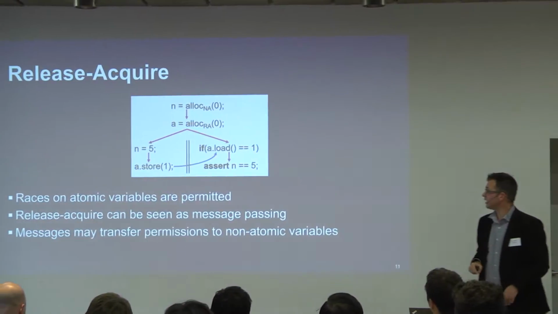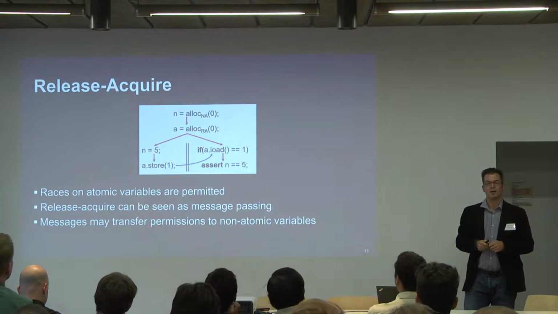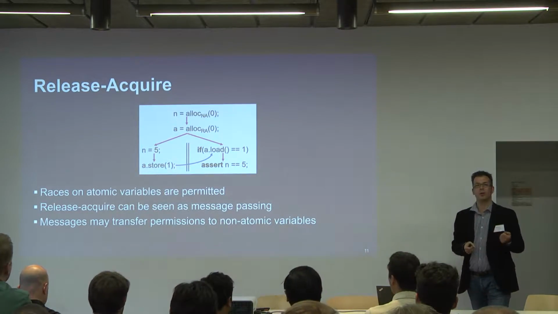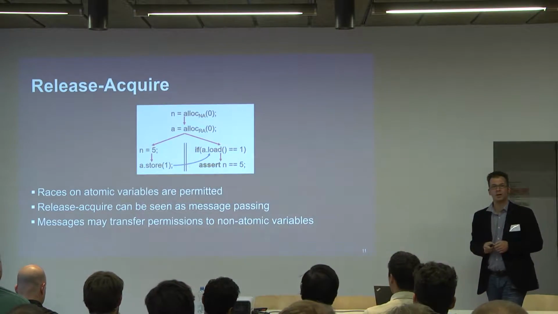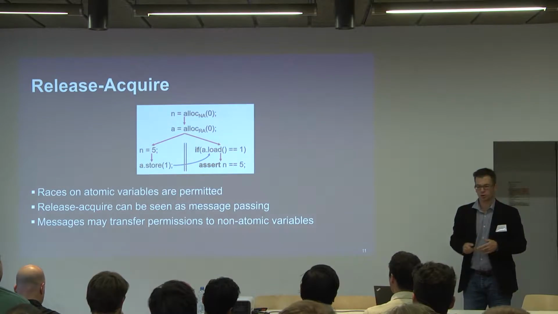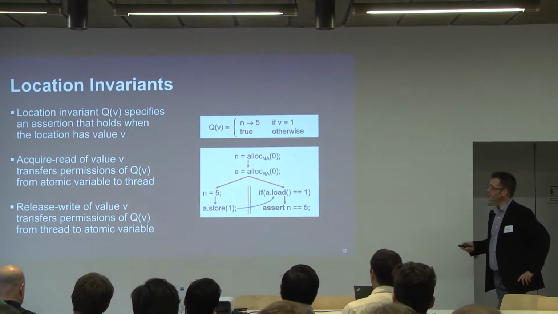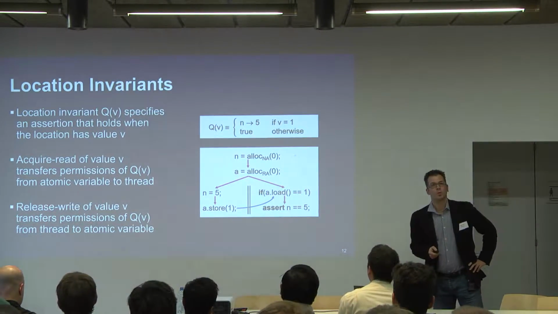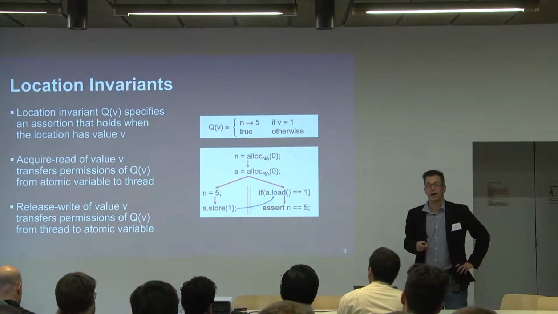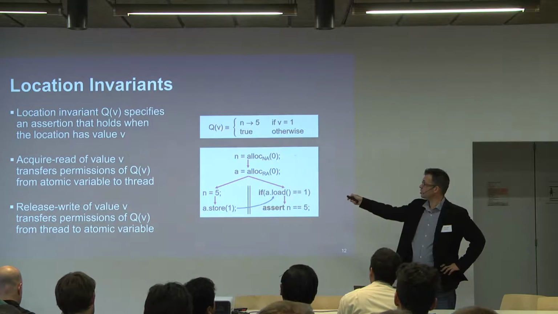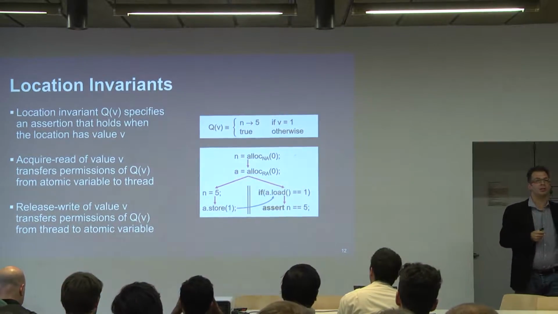So basically, the idea is that you can see these release-acquire operations like message passing. Releasing is like sending a message, and acquiring, reading, is like receiving a message. Whenever you send a message over to another thread, you can associate permissions with that message. So what does that mean in more technical terms? What RSL does is it associates a location invariant with atomic variables. Here the location invariant is parameterized by the value of the location, and the idea is the assertion has to hold when the location has this particular value.